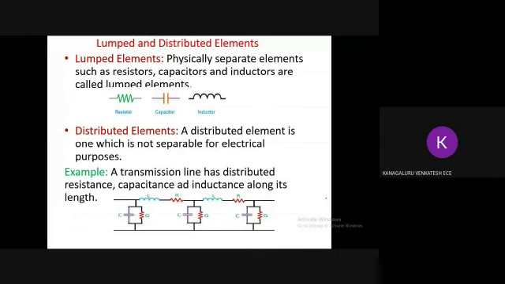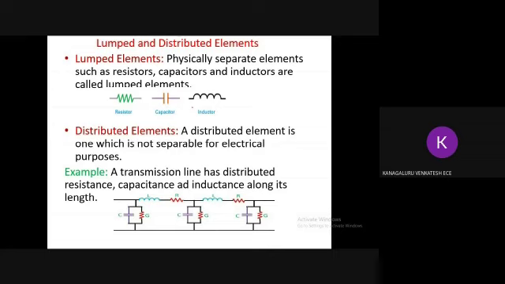Another category: lumped elements and distributed elements. Lumped elements are those that can be physically separated. What do we mean by physically separated? You can physically take a resistor in your hand, which means you are separating it. The same with a capacitor. When you do your lab experiments, you take your resistor, capacitor, and inductor separately. We are able to separate them.